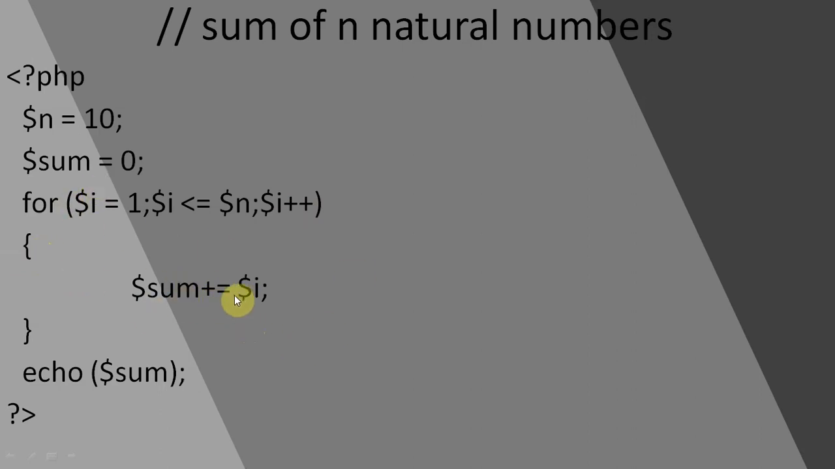Initially sum is 0, so 0 plus 1. Next time when we execute this loop, i will be 2, so sum will be 1 plus 2, then it will be 3, 3 plus 3, so it will be 6, 6 plus 4. Accordingly it will execute the sum of 10 natural numbers, and finally we display the sum with echo $sum. So this is the sum of 10 natural numbers program, and we are using the for loop here.